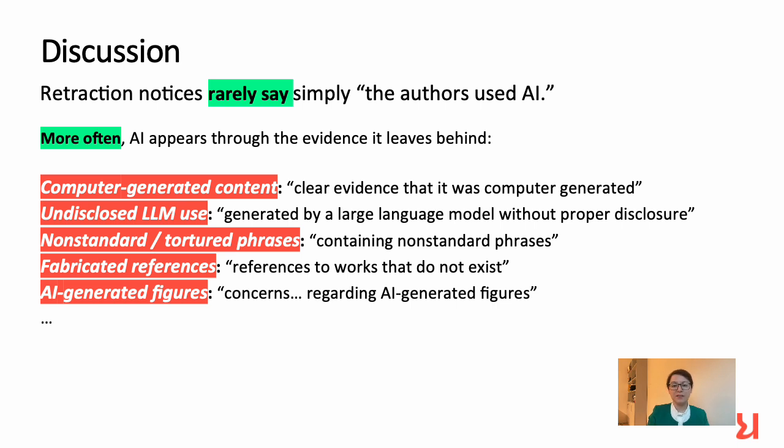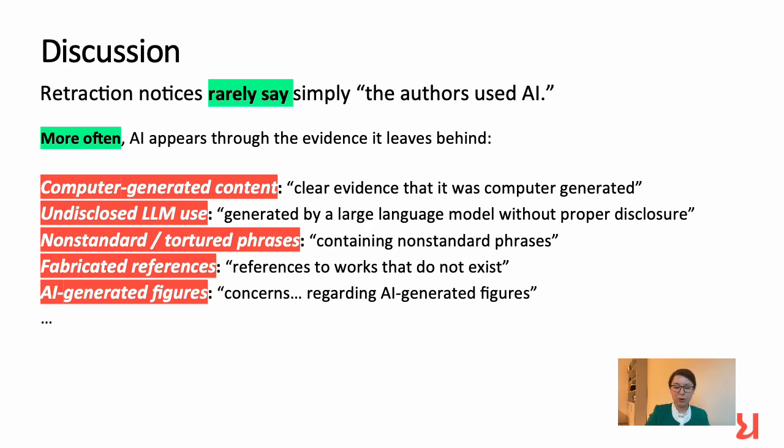Throughout this lecture, we have looked at many examples of error-related retractions. You may have noticed an interesting pattern. Retraction notices rarely state simply that the paper was retracted because the author used AI. Instead, AI is usually identified indirectly through the evidence it leaves behind. In other words, journals are rarely evaluating AI itself, they are evaluating the quality, transparency, and reliability of the scientific work. AI changes many aspects of how research is produced, but it doesn't change the fundamental principles of science. Evidence still matters, reproducibility still matters, and scientific responsibility still belongs to people.